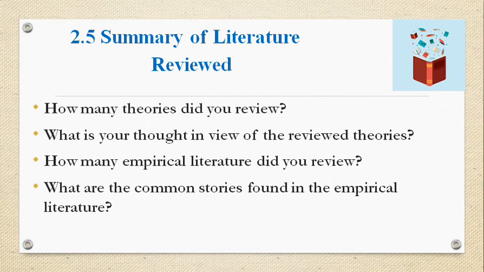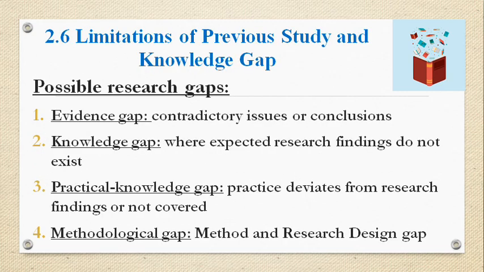All right, when I have done that, I will now come to what is called limitations of previous studies. In those limitations, you show the gap that has been established. There are possible research gaps, 8 of them I want to show you. The first one is evidence gap. Evidence gap is where there are contradictions. Author 1 is saying it has positive impact. Author 2 is saying it has negative. Author 3 is saying there is no impact. That becomes evidence gap. So you point out evidence gap based on the discussion.